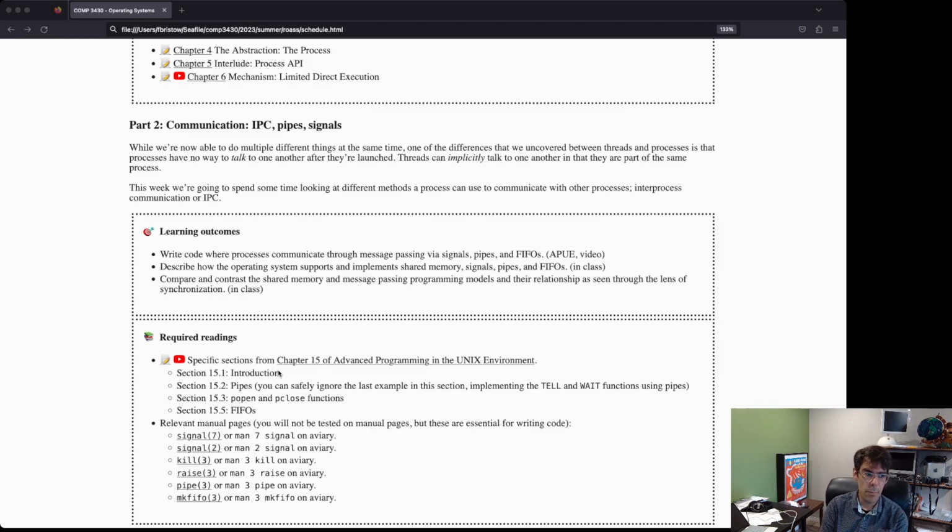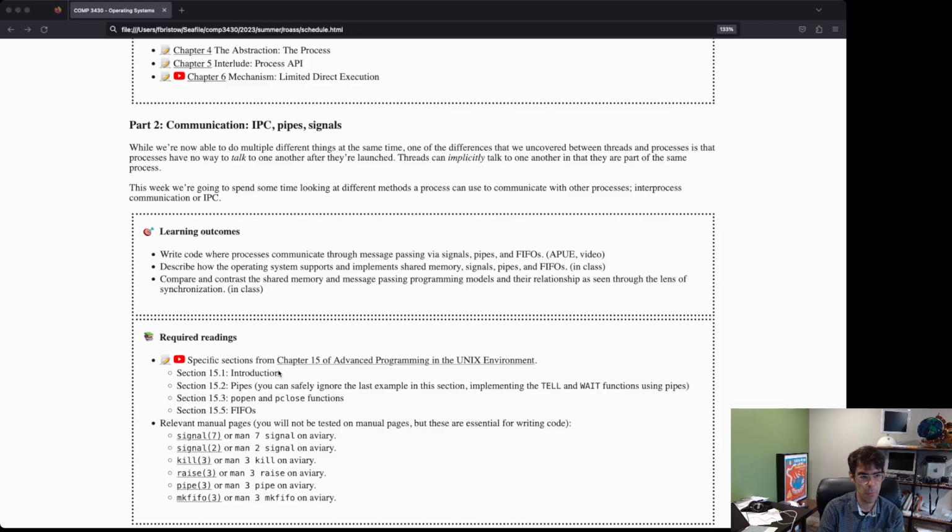Write code where processes communicate through message passing via signals, pipes, and FIFOs. Pipes, you're being assessed on this in the lab this week. Pipes and FIFOs, you're being assessed on this in the assignment that's due next week. For signals, we don't actually have an assessment in terms of writing code for a lab or an assignment. So this is something that you may expect to see on a test.